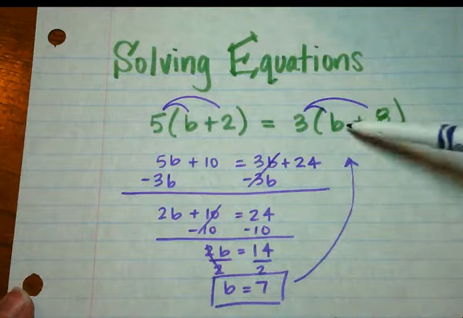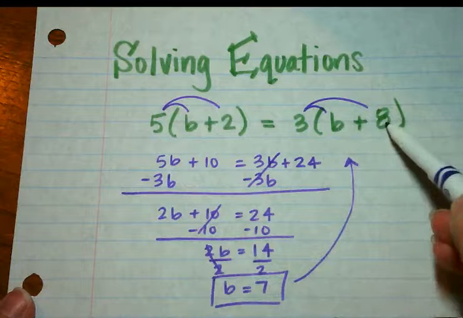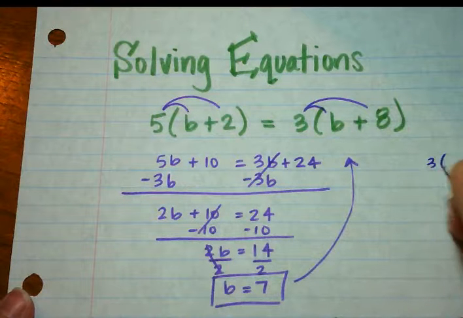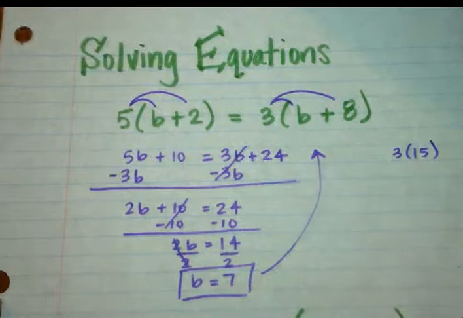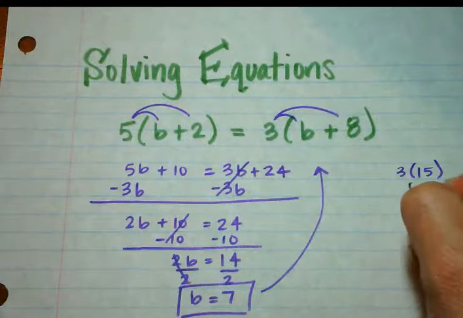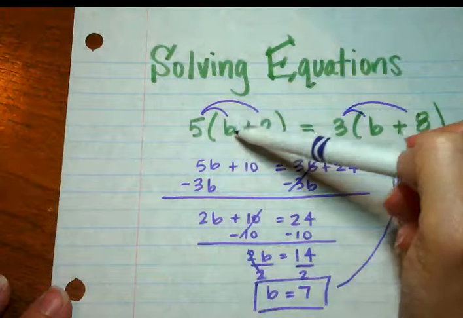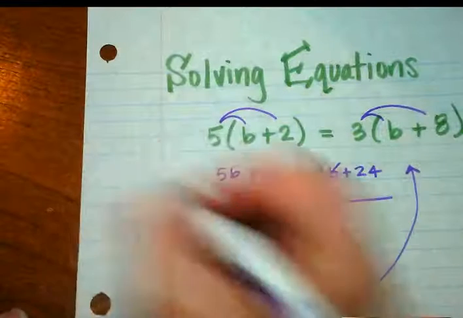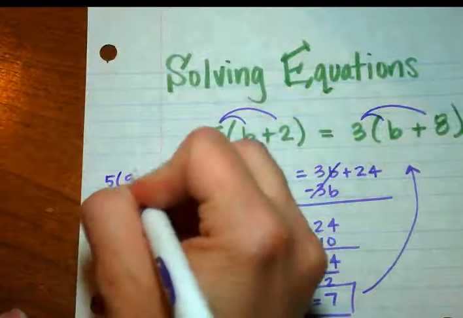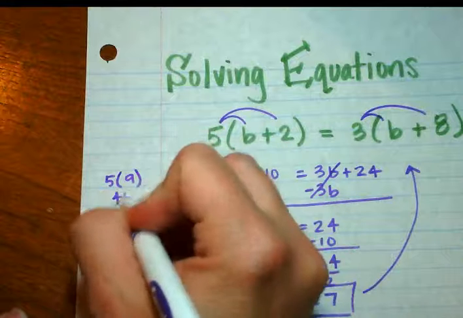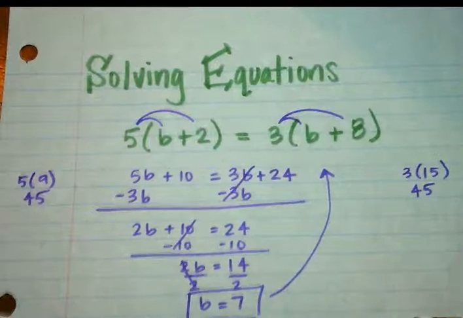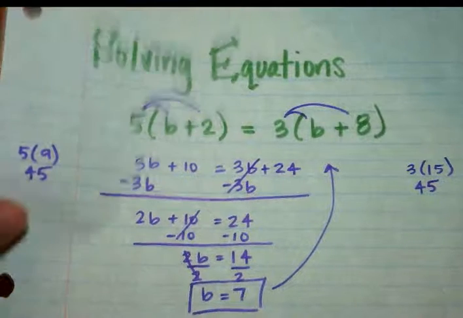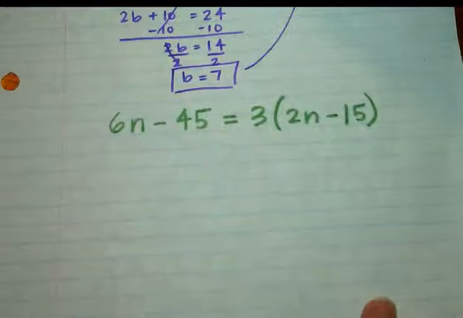So if we filled in 7 over here, 7 plus 8 would be 15. So we'd have 3 times 15, and 3 times 15 is 45. And if we filled in 7 over here, we would have 7 plus 2, which is 9, and 5 times 9 is 45. So you can see we got the same answer on both sides, so we know that that checks.